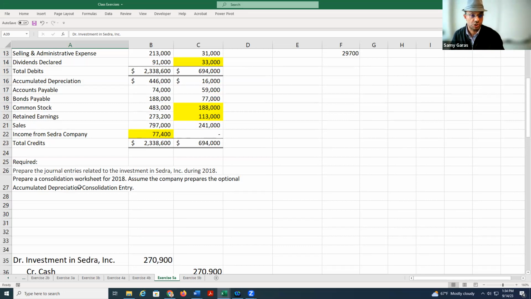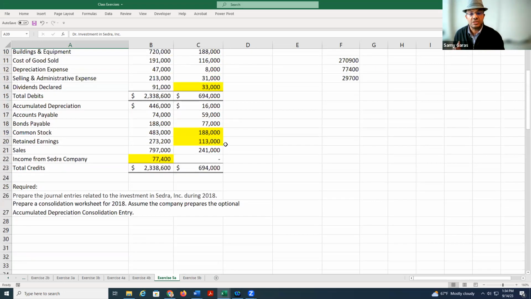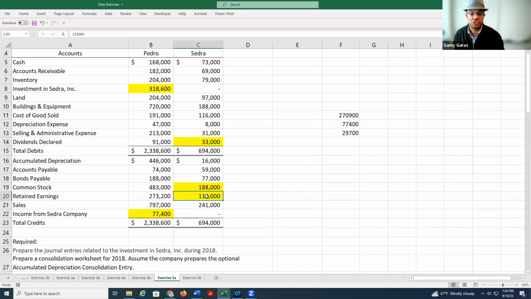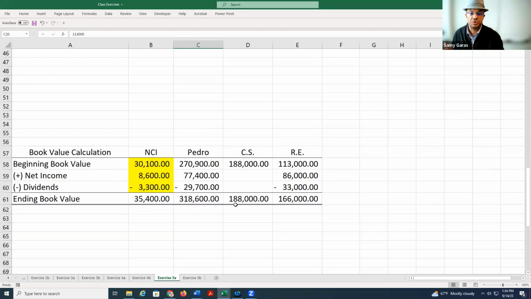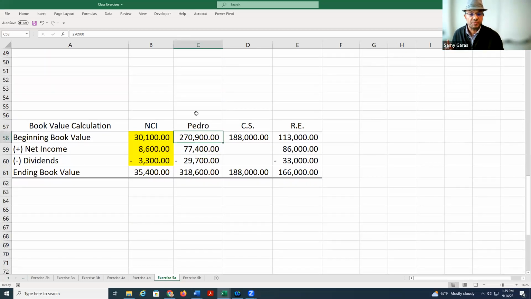Second, we need to do the worksheet. But before we do the worksheet, we have to calculate the income, the common stock and the retained earnings. The retained earnings here have a beginning balance, which is 113, and we need to calculate the ending balance, plus we need to calculate the NCI. So how do we start? First of all, here we go. We know the investment for Pedro company, and here remember, this will take 90%, and the NCI will take 10%, because this is what's given in the exam.